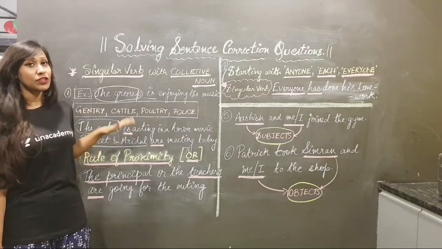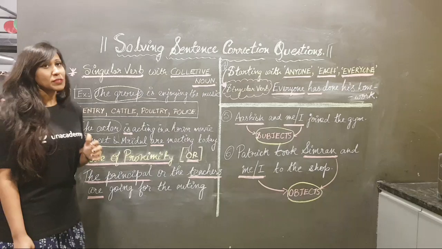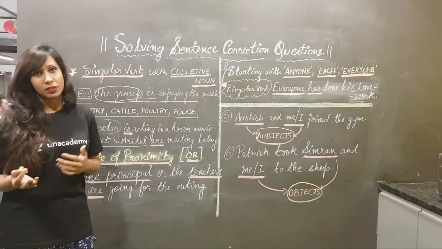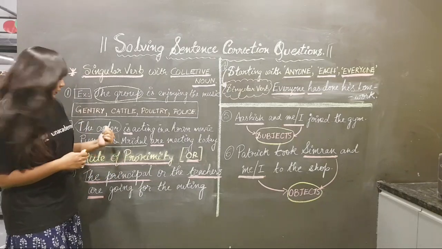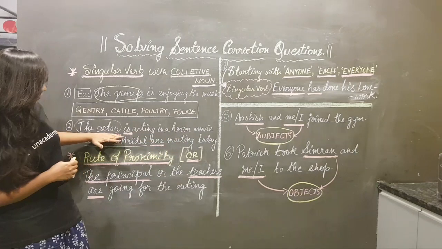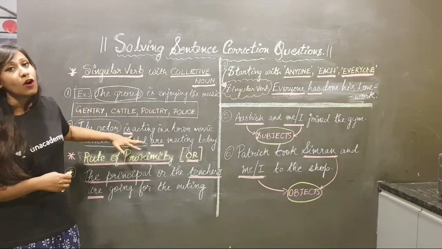The next one is a very general subject-verb agreement example, wherein you must be knowing if the subject is singular, the verb that it takes is also singular, and vice versa. So if the subject is plural, the verb that will take will also be plural. So in this example, the actor is acting in a horror movie. So what is the subject? The subject is singular, right? So the verb that it is taken over here is also singular.